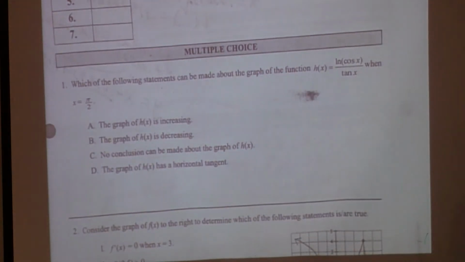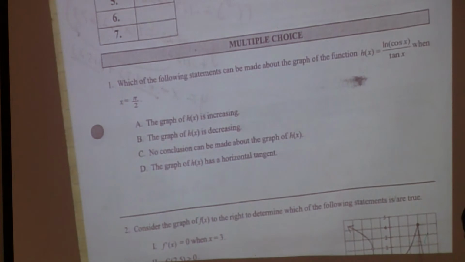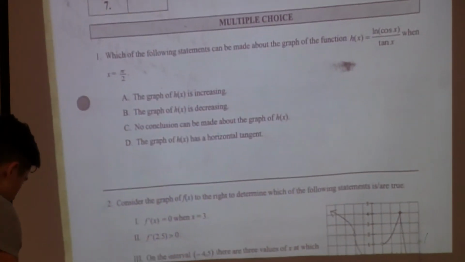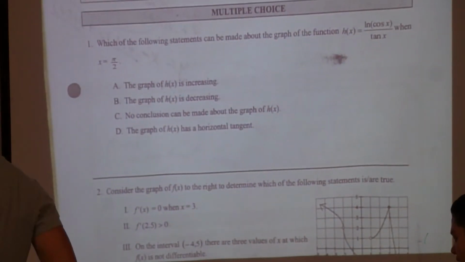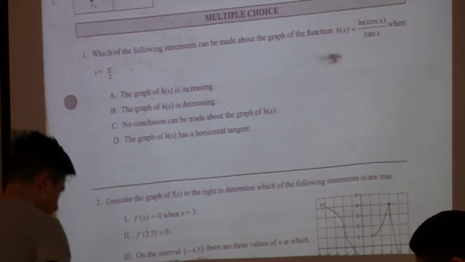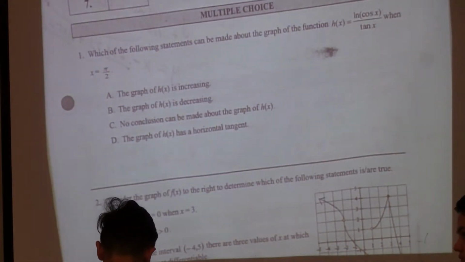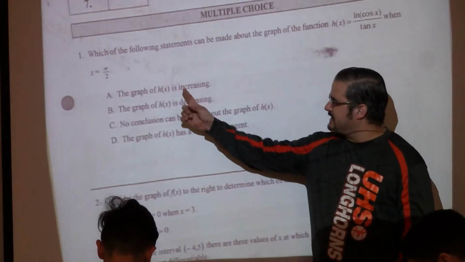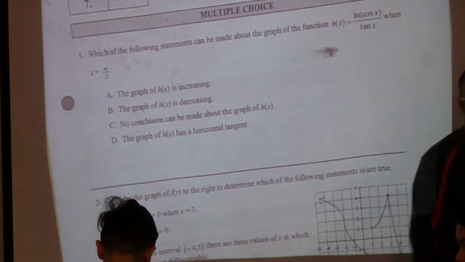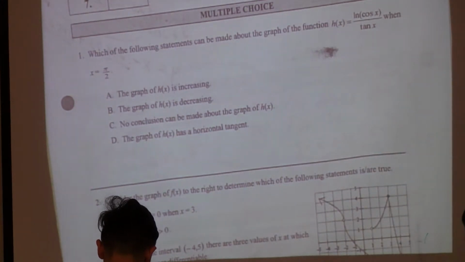Yo, Justin. So, we're gonna continue here with the review. We're doing the rest of the multiple choice that we haven't completed. So let's try to see how much we can get through here, okay? So the first one says, which of the following statements can be made about the graph of h when x equals pi over 2? So how would I know if the original function was increasing, decreasing, had a horizontal tangent? What is going to tell me the answer to it?